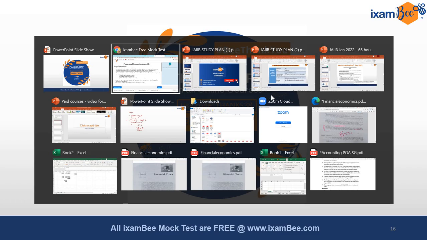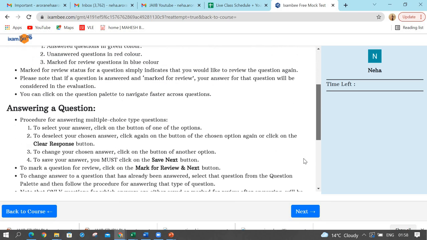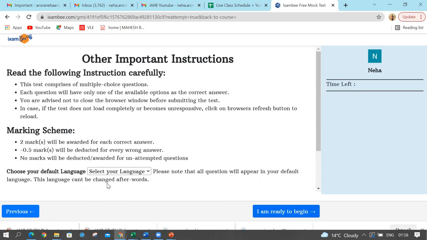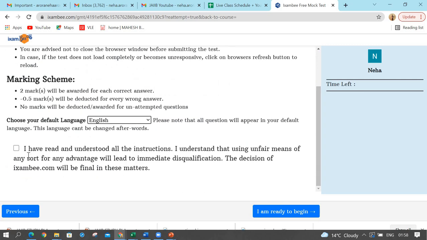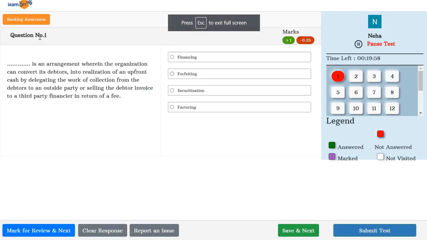To give a glimpse of what kind of tests we are giving, this is the live platform in which you will be giving the test. It is very similar to how you will actually be giving the test. What you're required to click is the language that you want to take and the instructions. Then you can begin with the questions.